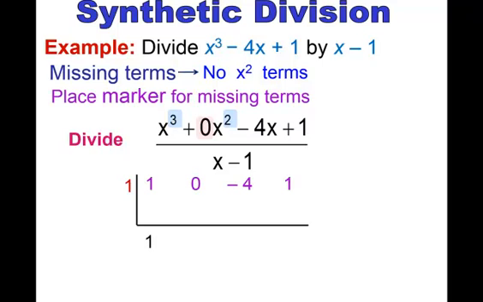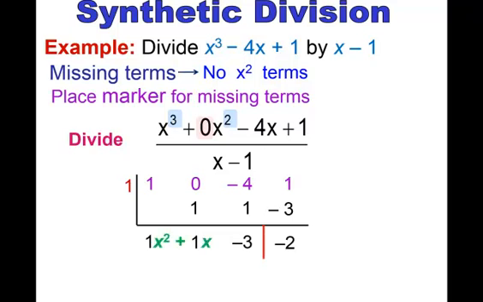I drop the first number down. I multiply 1 by 1. I get 1. I add down. I do 1 times 1 is 1, and I add down. Negative 4 plus 1 is going to give me a negative 3. And then 1 times a negative 3 is going to give me a negative 3. I add down and I get a negative 2. And this would be my remainder.